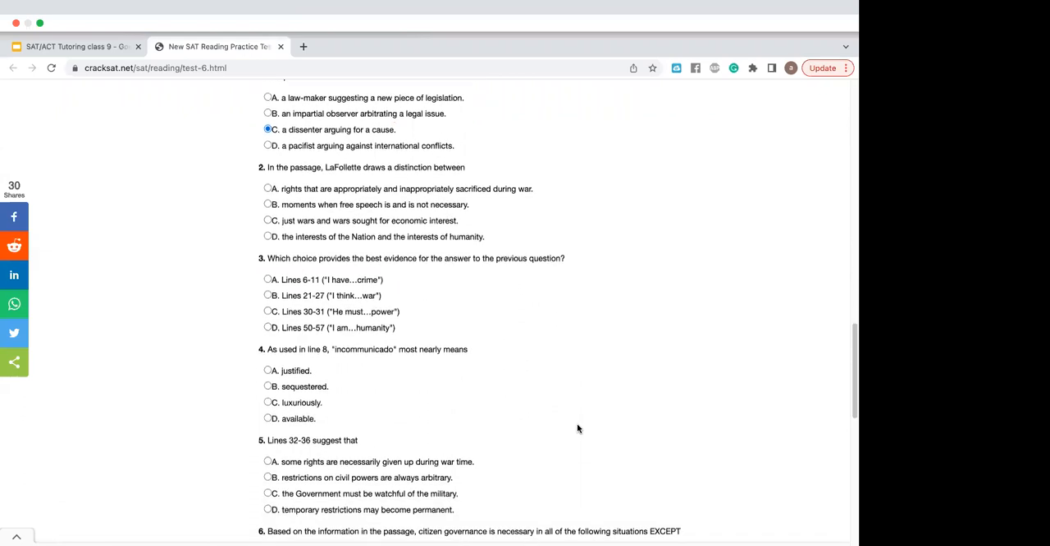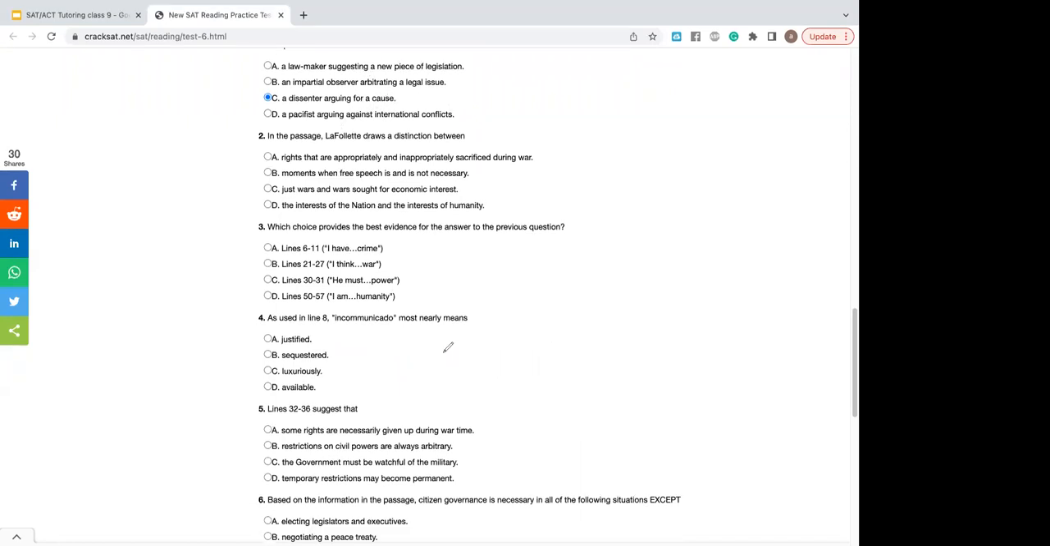All right. Question 2. In the passage, Lafayette draws a distinction between rights that are appropriately and inappropriately sacrificed during the war. Yes, he's like some rights should be sacrificed, others should not be. That looks like a good answer. Moments when free speech is not necessary. No, he's like free speech is always necessary, even in times of war, more than even in times of peace. So B is not right.